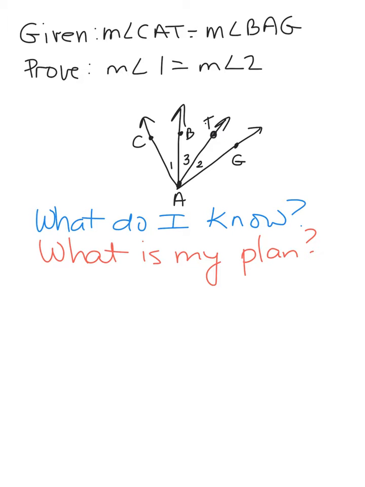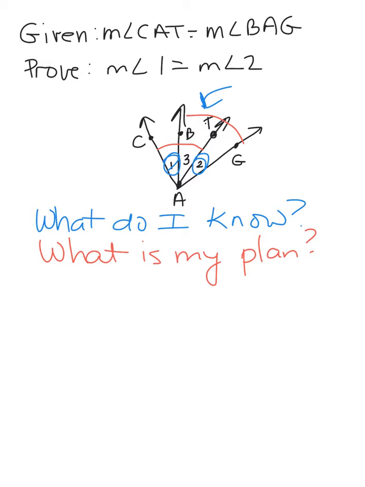So if I look at my given information, I see that the measure of angle CAT is equal to the measure of angle BAG. And I realize that I'm trying to go to some smaller angles. So the measure of angle 1 is equal to the measure of angle 2. So two things are happening. I notice that there is an overlapping region right here, where the measure of angle 3 is in both sets of the bigger angles. And also I notice that I'm going from big to small. Angle CAT and angle BAG are bigger than angle 1 and 2. So I'm going to have to subtract somewhere, and I'm going to have to use that reflexive piece.